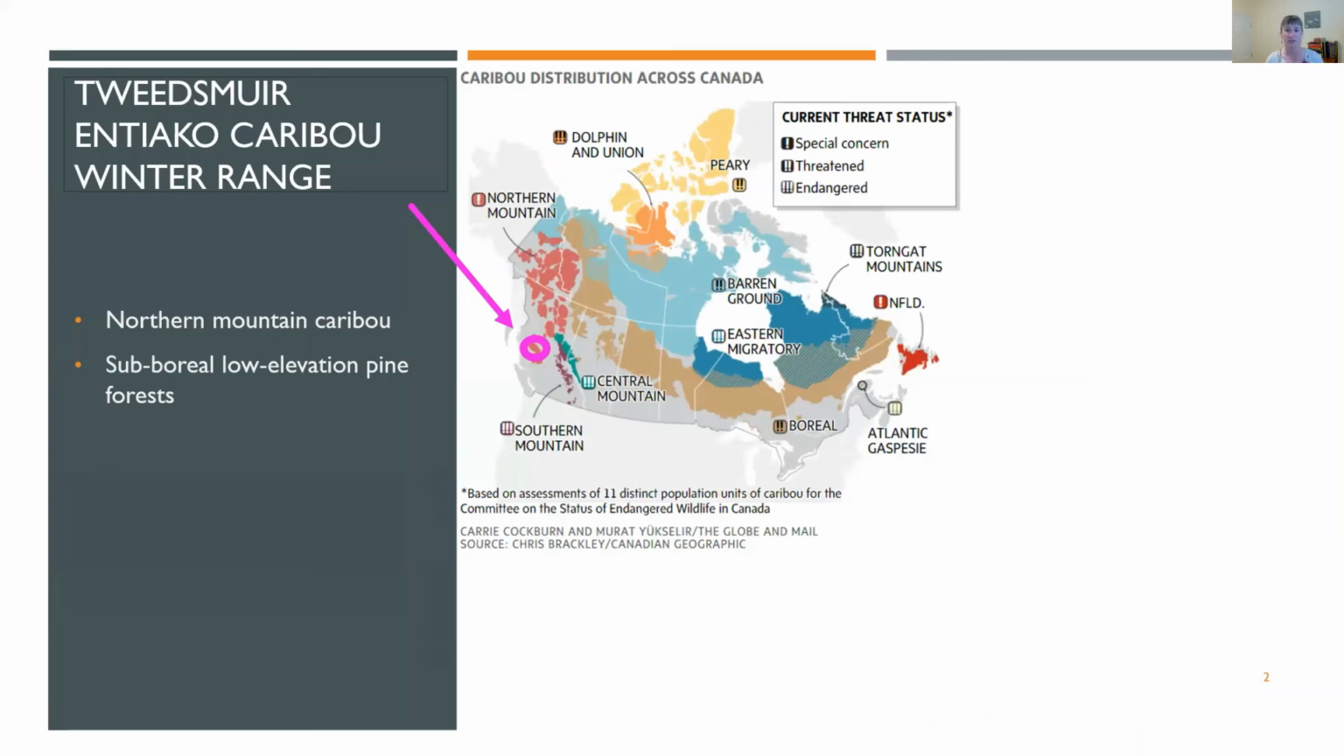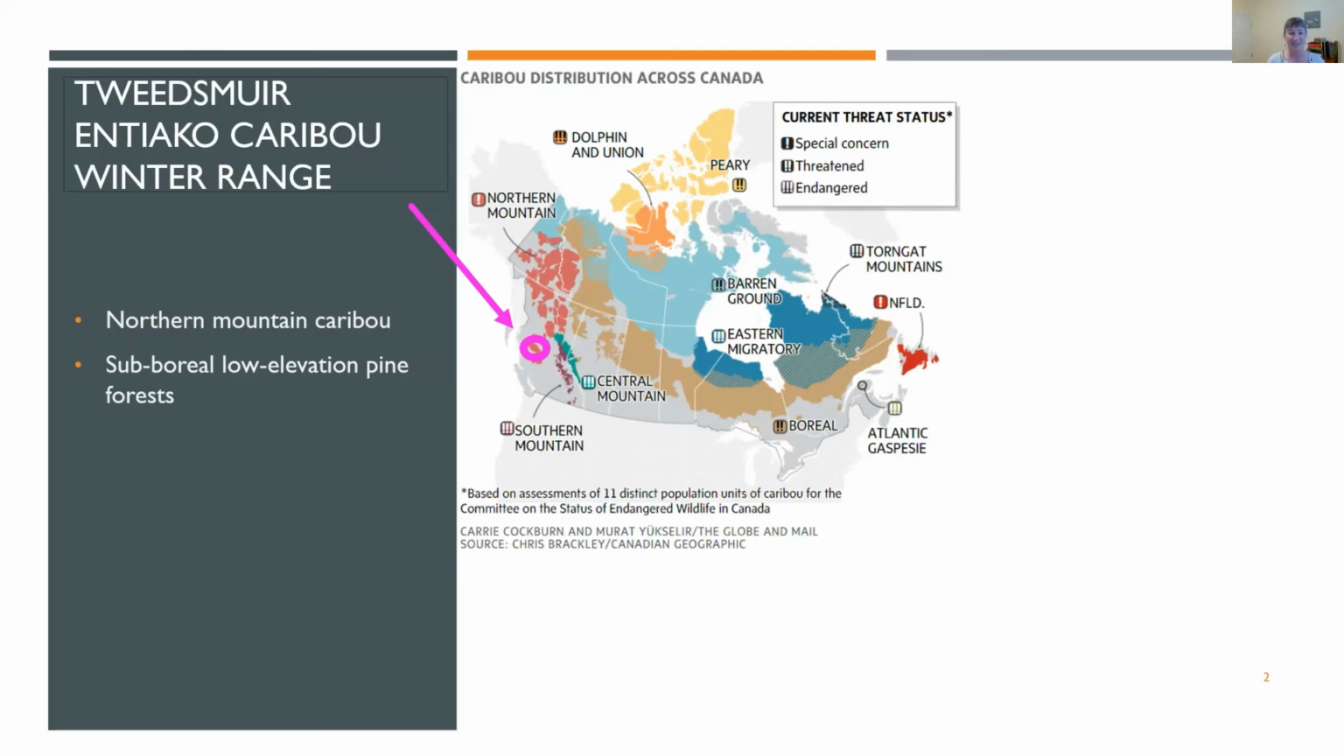So as I mentioned, for this study, we developed a framework for modeling the stand scale response of winter range of the Tweedsmuir and Itcha-Ilgachuz caribou. So these are a herd of northern mountain caribou that's located in west central British Columbia. This purple circle here represents the area of their range. And their primary winter range is subboreal low elevation pine forests in these areas.